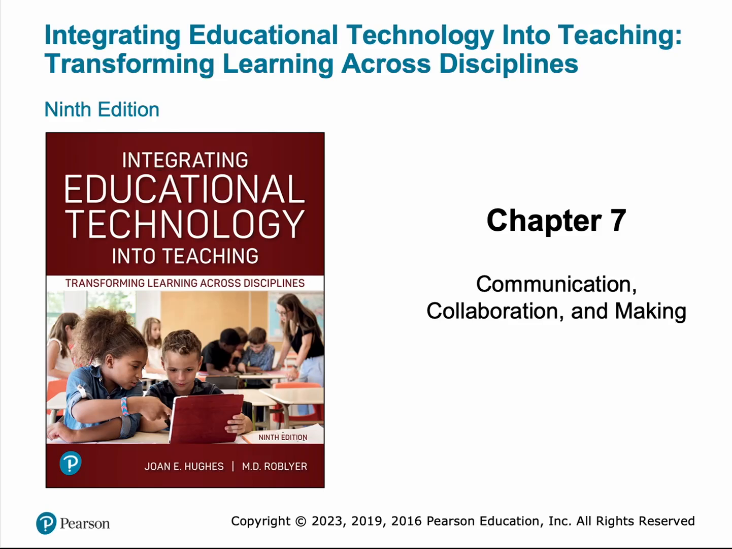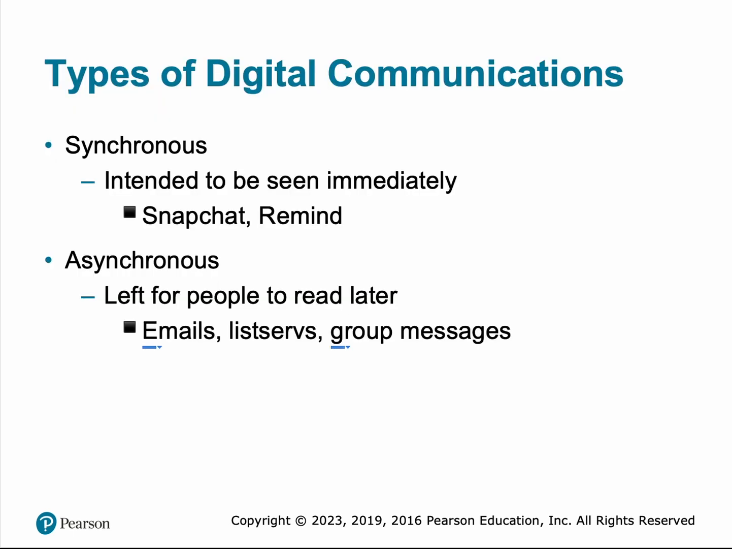Hi, all. We're going to take a look at Chapter 7, where we're going to talk about communicating and collaboration and making. So, digital communications. There's two main types, and you may have already heard these words before. The first is synchronous. This means it's intended to be seen immediately. Things like Snapchat and Remind, and then we've got asynchronous. And this is left for people to read later, emails, listservs, group messages.